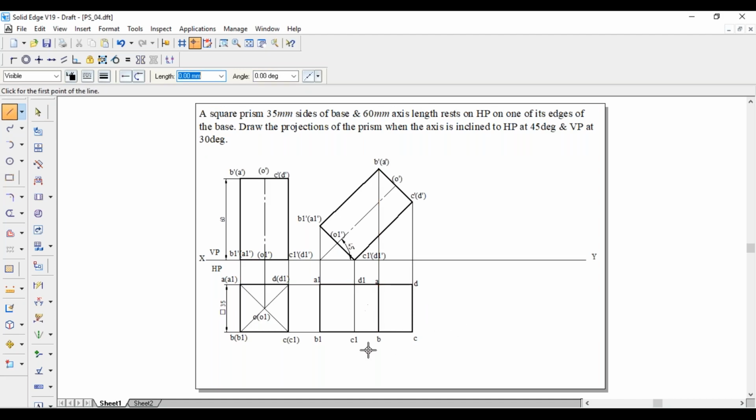Next, similarly, for the bottom face, A1 B1, B1 C1, and A1 D1 are joined. We are left with C1 D1. So C1 D1 is this one. It is away from the observer. It is invisible. So that has to be a dotted one.